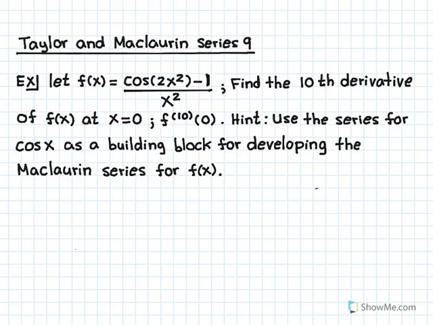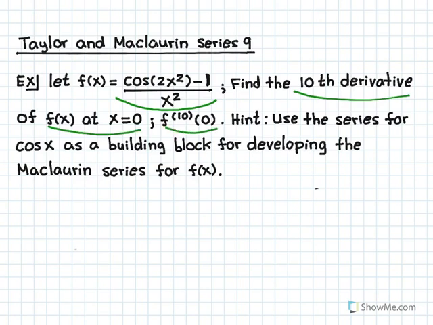In this video, we're going to continue our discussion of Taylor and Maclaurin series. We're given the function f of x is equal to (cosine of 2x squared minus 1) divided by x squared. We're asked to find the 10th derivative of f of x at x equals 0.